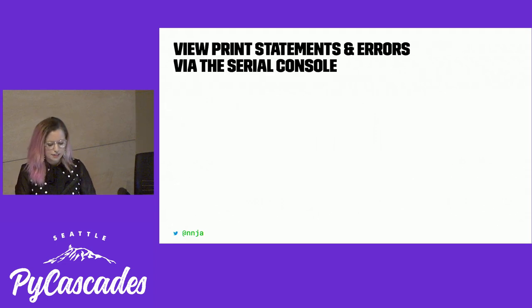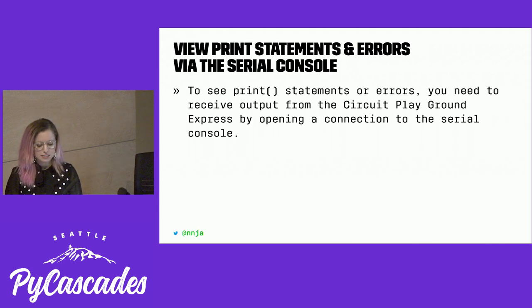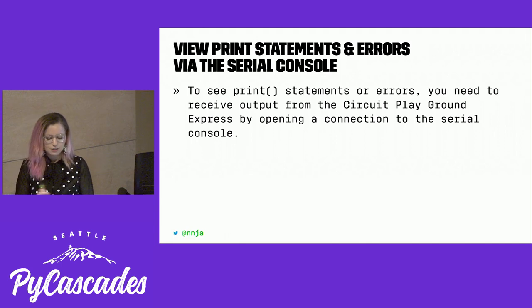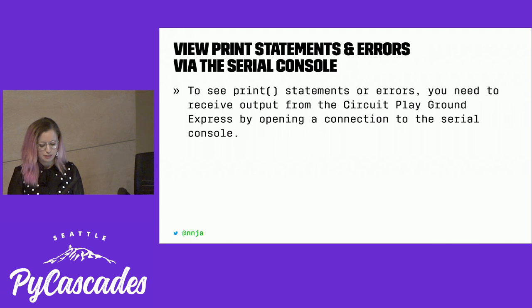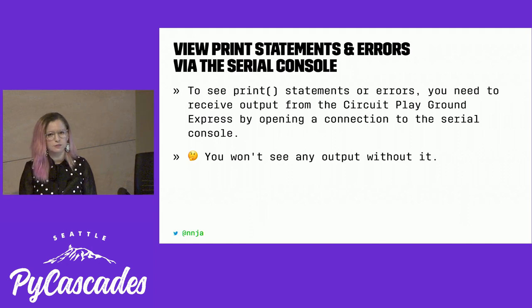The important thing here is you need to view these print statements and errors via the serial console. You need to communicate with the Circuit Playground Express to see those print statements. The serial console receives output from your CircuitPython board sent over USB, and then it takes it and displays it so you can see it. If you don't connect to a serial console, you're actually not going to see anything. You won't see any output. This is really helpful for troubleshooting errors because your board will send errors and then the serial console will print those too.